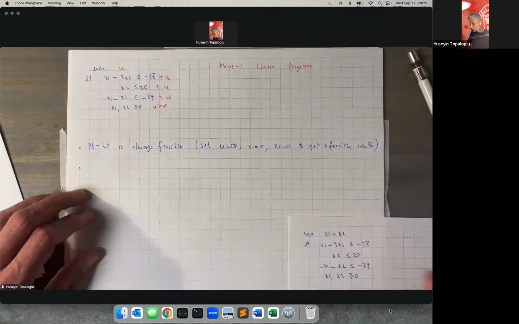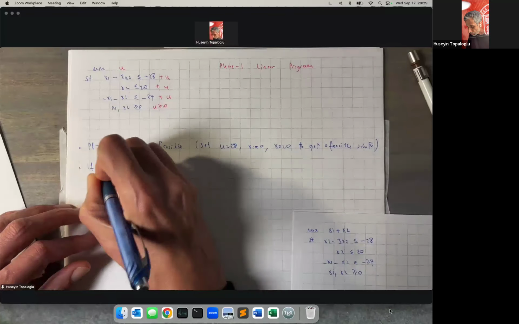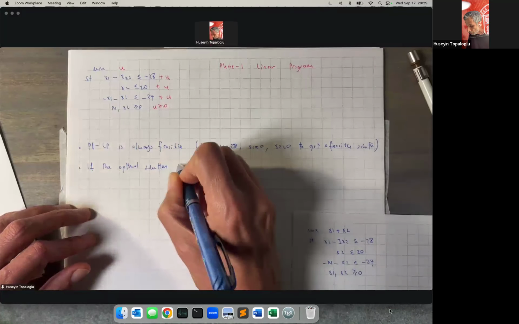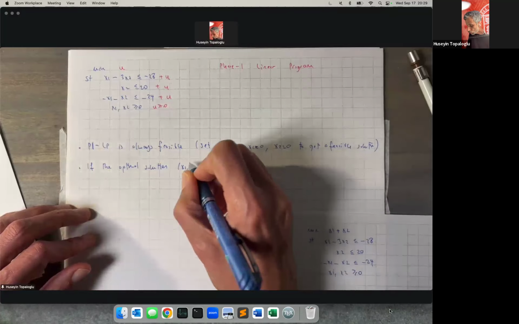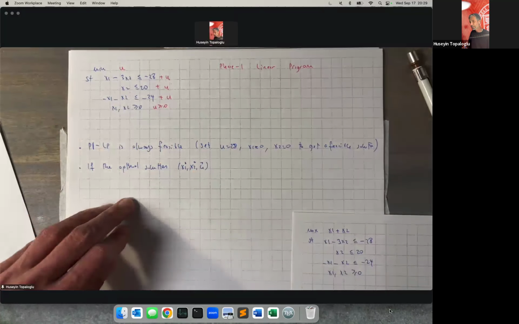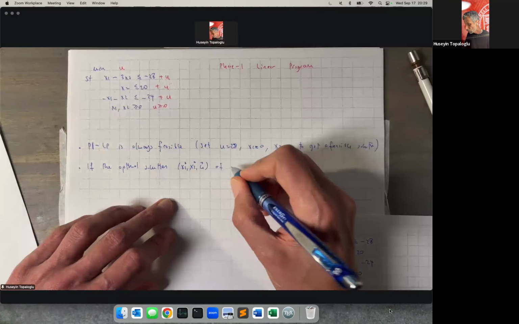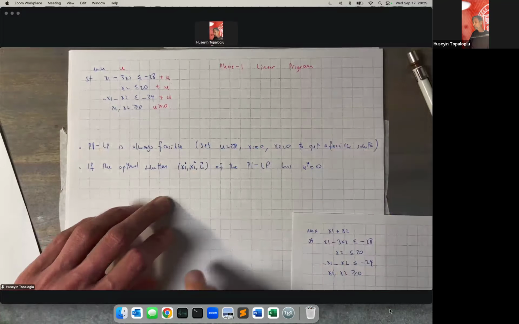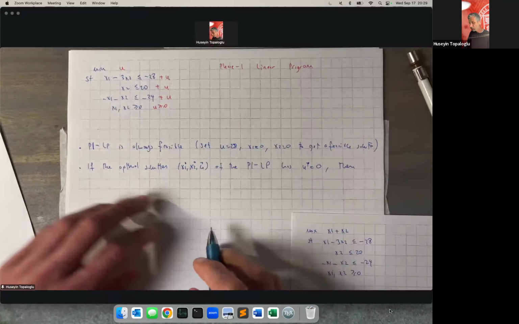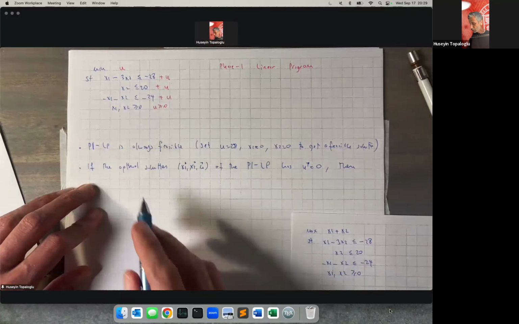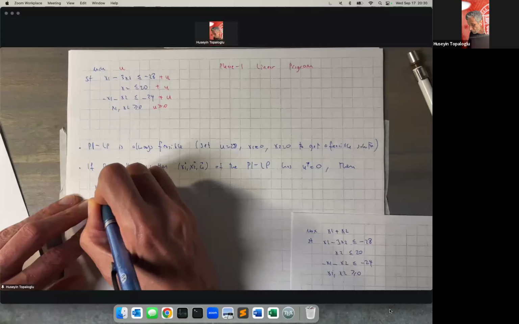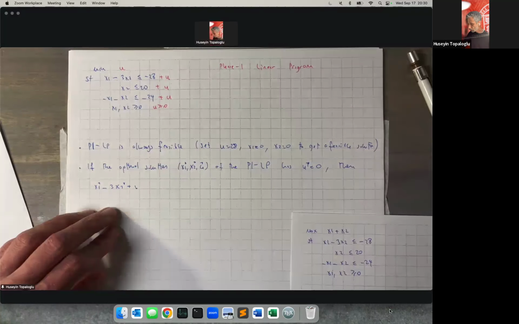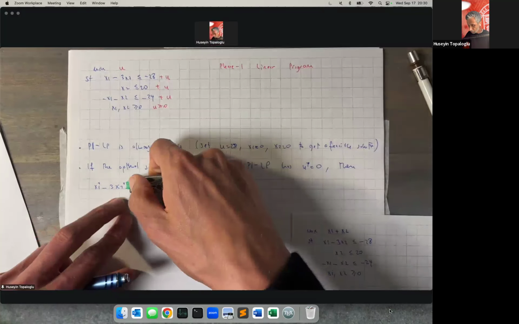Let's write that observation. If the optimal solution x1*, x2*, u* of the phase 1 LP has u exactly equal to 0, then what do we have? This optimal solution has to satisfy all of the constraints in the phase 1 LP. So let's write those constraints down. x1* minus 3x2*, oh, there is no plus, is less than or equal to minus 28 plus u*.